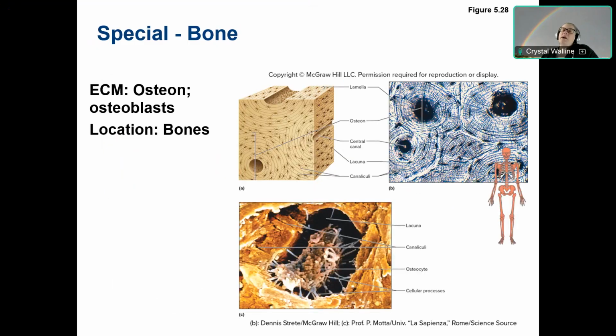Our second example of special connective tissues is the bone. Here, the extracellular matrix is made out of osteon. Osteon is a special type of extracellular matrix that you only find in bone. It has a lot of collagen fibers in it, which give it its strength, but the osteon has been hardened by other minerals and substances that make the bone have a lot of hardness and strength.